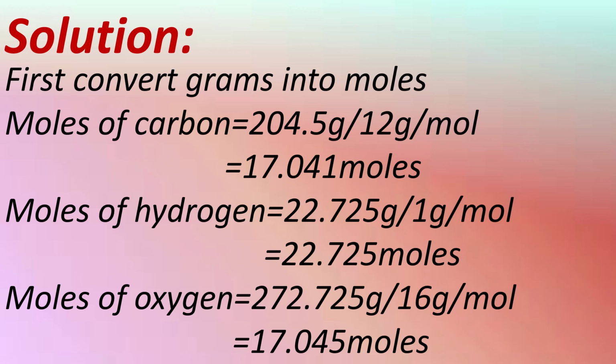Solution. First convert grams into moles. Moles of carbon is equal to amount of carbon divided by atomic weight of carbon 12 gram per mole. Answer appears 17.041 moles. Moles of hydrogen is 22.725 gram divided by 1 gram per mole, which is the atomic weight of hydrogen. Answer appears 22.725 moles. Moles of oxygen is equal to amount of oxygen divided by atomic weight of oxygen, 16 gram per mole. Answer appears 17.045 moles.